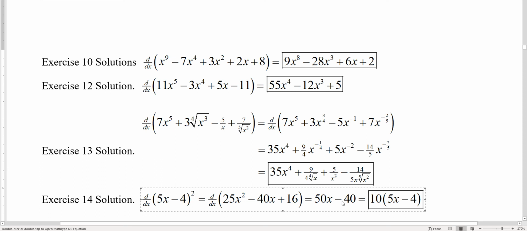The original was factored, so let's go ahead and factor a 10 out of this and get 10 times (5x minus 4).